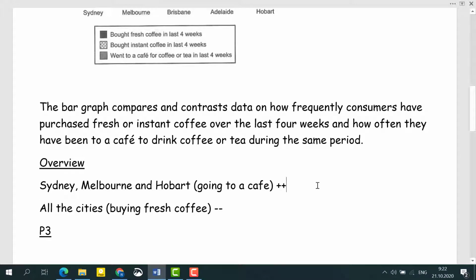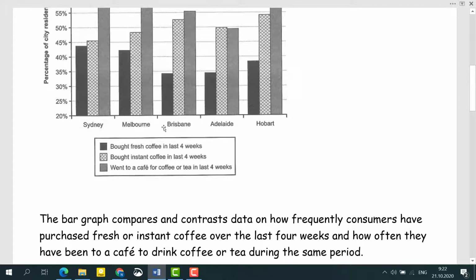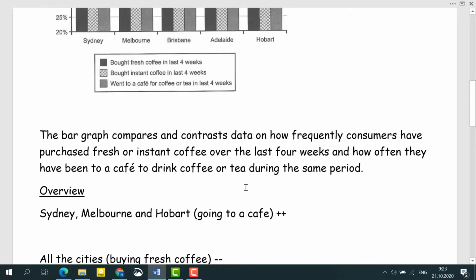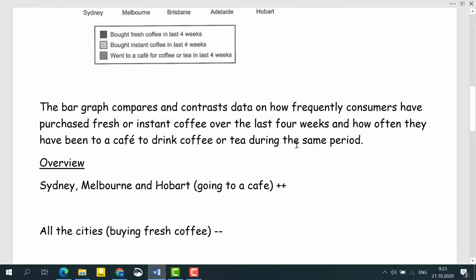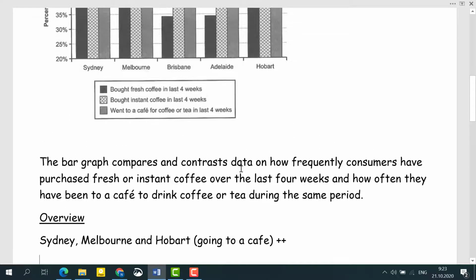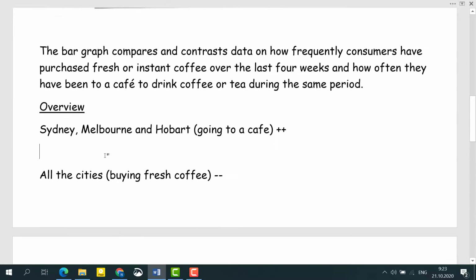Okay, as we have mentioned, Sydney, Melbourne, and Hobart have the largest percentages of those who have been to a cafe, and that's exactly what we can mention. Now, how can we do that? Let me show you.